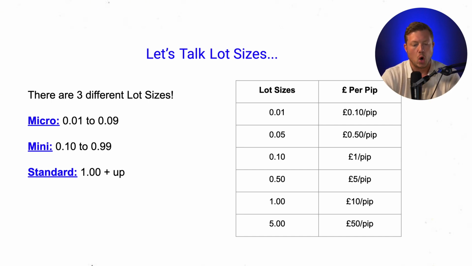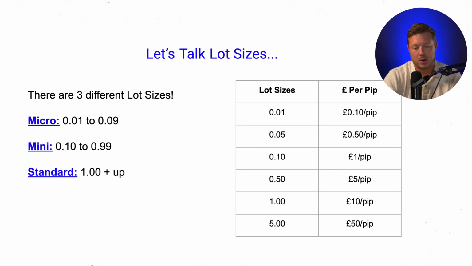But if we talk lot sizes now, there's 3 different levels of lot sizes. There's the micro, the mini, and the standard. A lot of people confuse 0.01 as just 1 pence or 9 pence. That's actually 10 pence to 90 pence. So it's 10 pence per pip, right? A mini is 0.1 to 0.99.